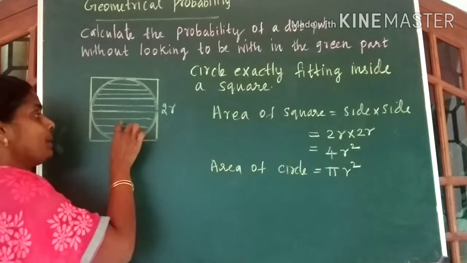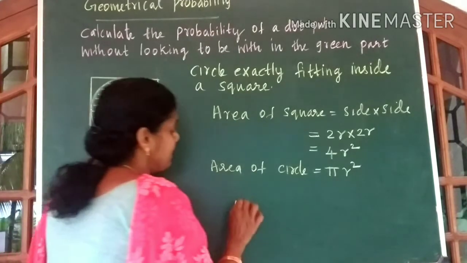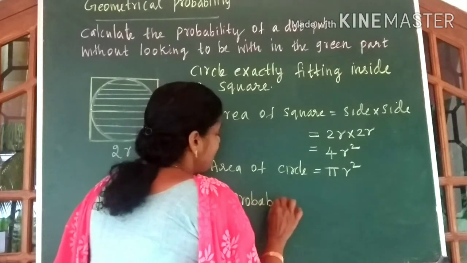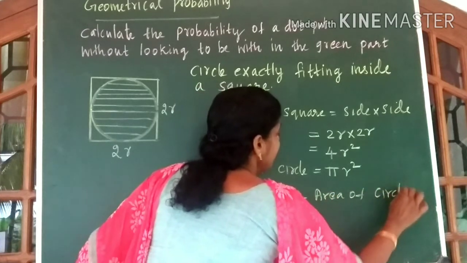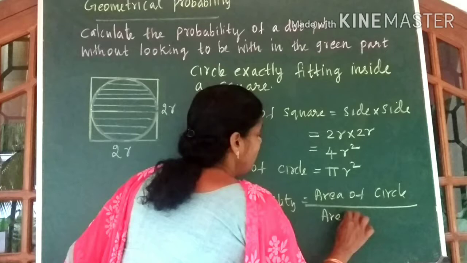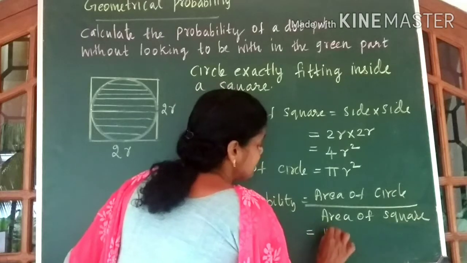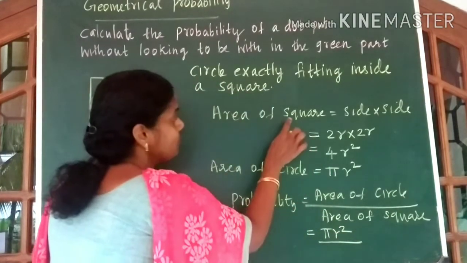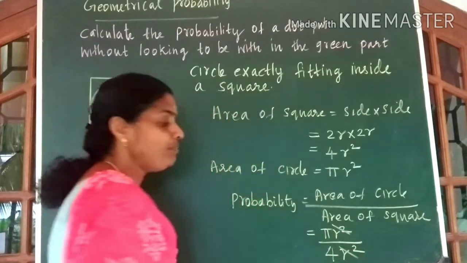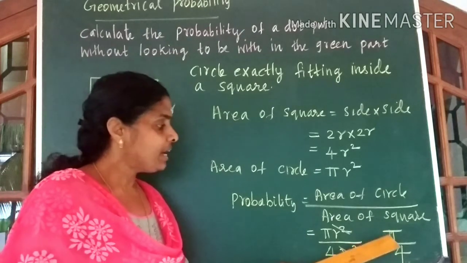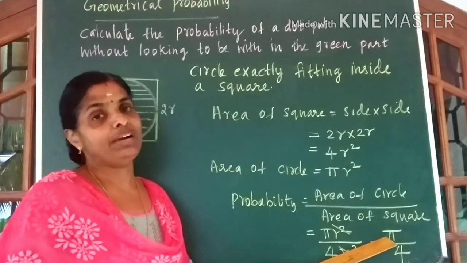Now, we need to find the probability of the dot being within the shaded portion. So, to find the probability, we divide: probability is equal to area of circle divided by area of square. That is, area of circle is pi r square, area of square is 4r square. Now, r square is the common term which can be cancelled. So, we get pi divided by 4. You know the value of pi is 3.14.